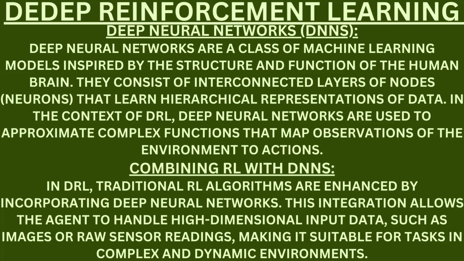Deep neural networks (DNNs). Deep neural networks are a class of machine learning models inspired by the structure and function of the human brain. They consist of interconnected layers of nodes, neurons, that learn hierarchical representations of data. In the context of DRL, deep neural networks are used to approximate complex functions that map observations of the environment to actions, combining reinforcement learning with DNNs.